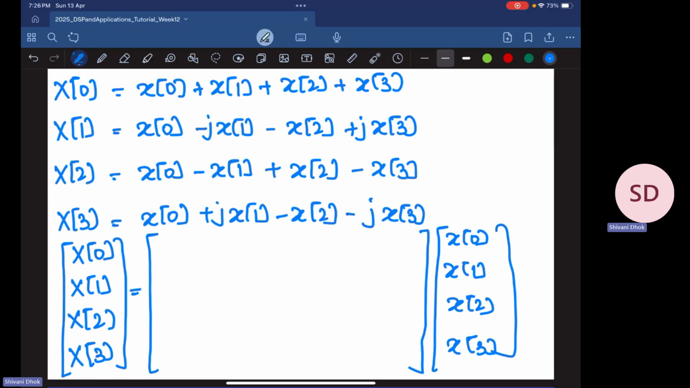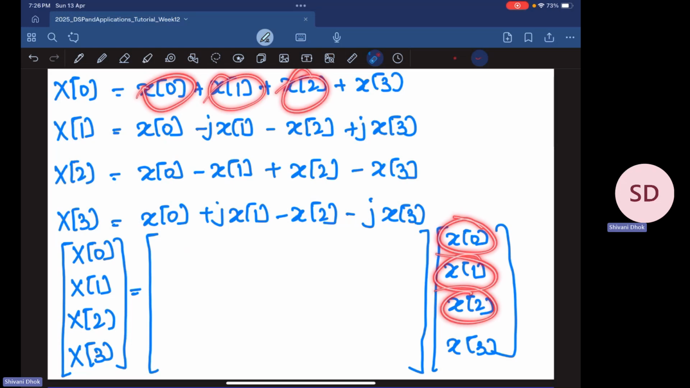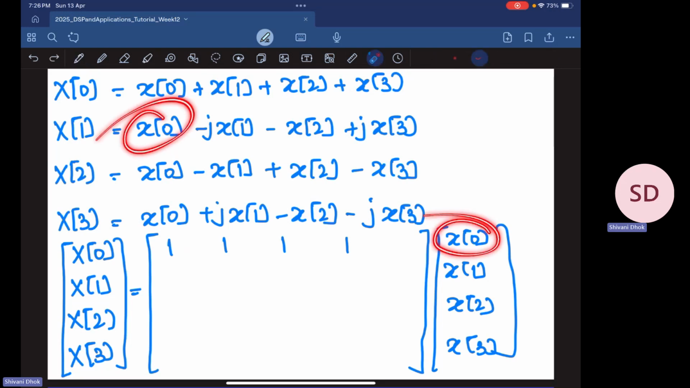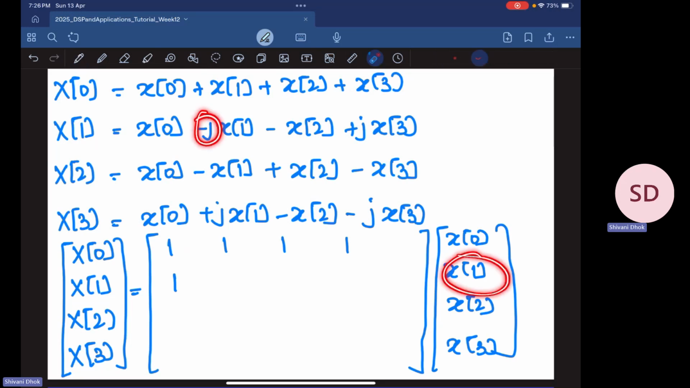So now for capital X of 0, x of 0 gets multiplied by 1, this gets multiplied by again 1, this also gets multiplied by 1 and this also gets multiplied by 1 and then get added. So we have 1, 1, 1, 1 here. Now for capital X of 1, we have x of 0 getting multiplied by 1. So we have 1 here. Then x of 1 gets multiplied by minus j. So minus j. x of 2 gets multiplied by minus 1. So we have minus 1. And again x of 3 gets multiplied by j. So we have a j here.